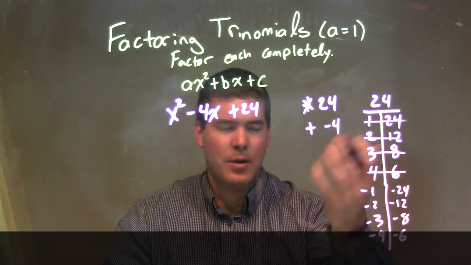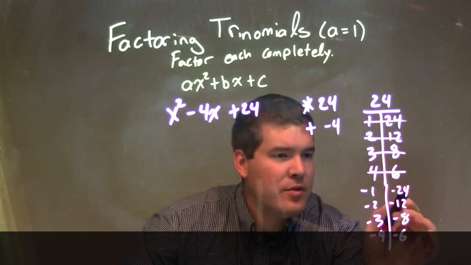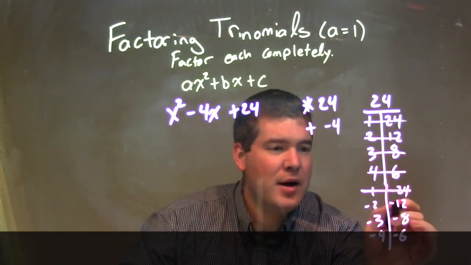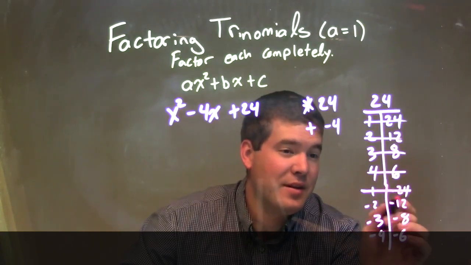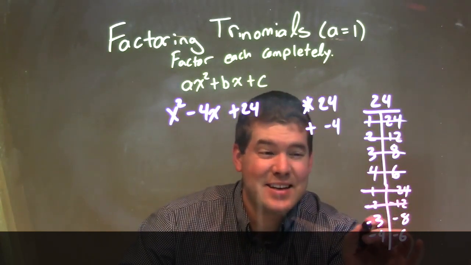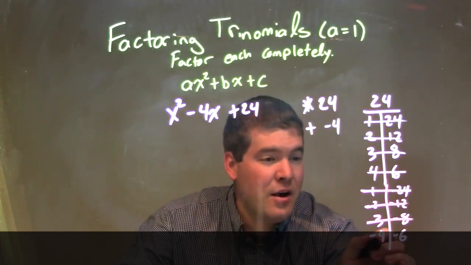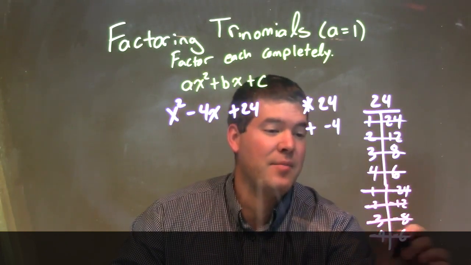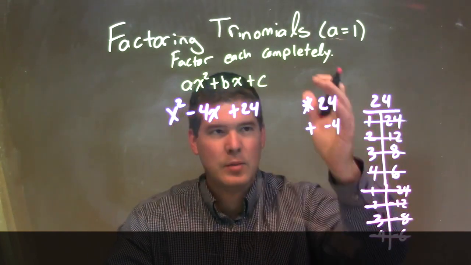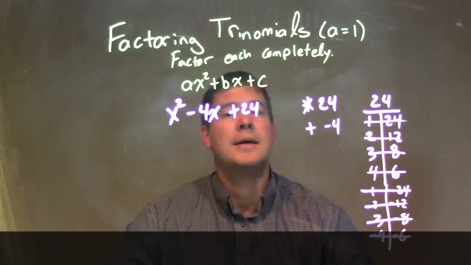You can't actually get a negative number from positive numbers. So negative 1 plus negative 24, no, that's negative 25. Can't do that. Negative 2 plus a negative 12 is a negative 14. I don't think so. Negative 3 plus a negative 8 is a negative 11. Nope. And negative 4 plus a negative 6 is a negative 10. So none of the numbers that can multiply to a positive 24 could possibly add to a negative 4.